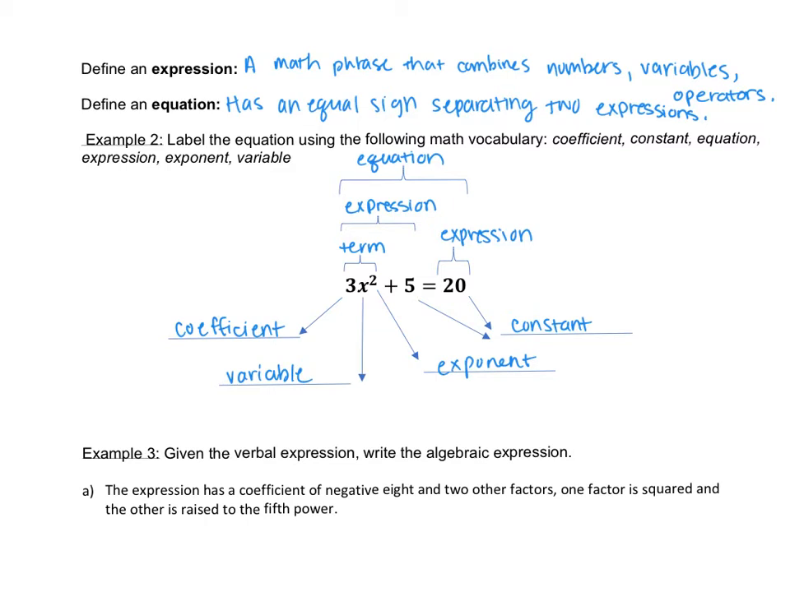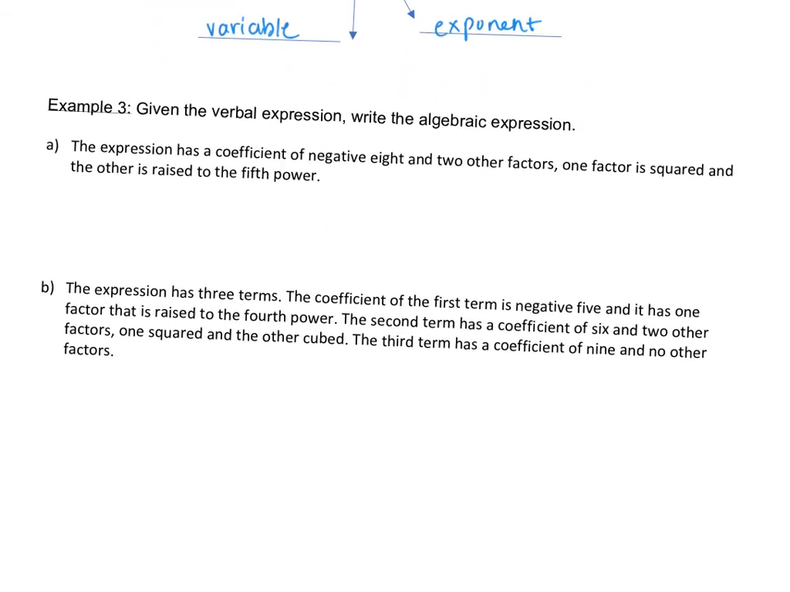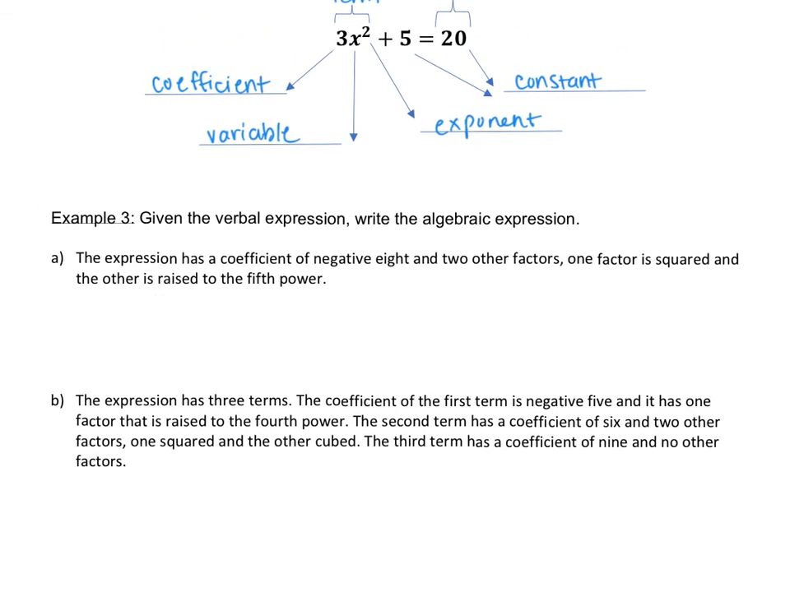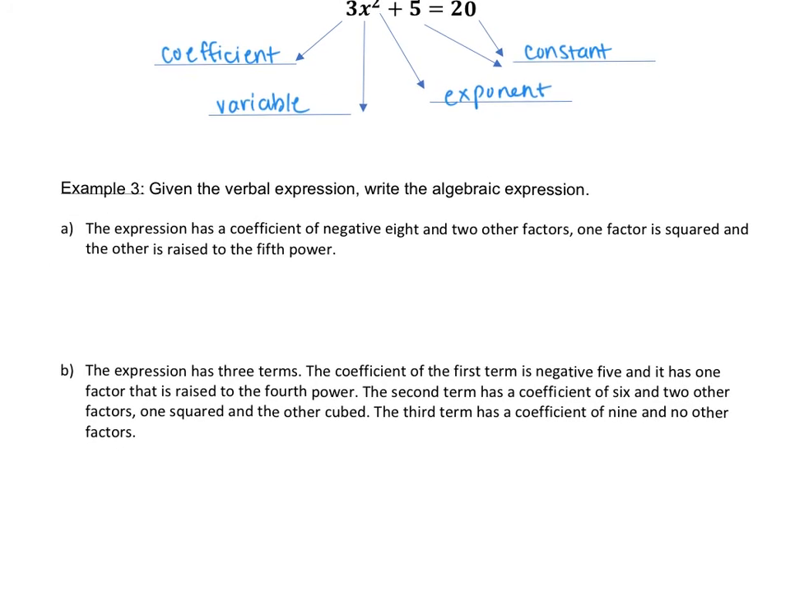So let's do some examples where we're translating these verbal expressions into algebraic expressions. So we're going to turn this into this. Let's get a closer look at these example problems. Alrighty. So the first problem says that the expression has a coefficient of -8 and two other factors. One factor is squared and the other is raised to the 5th power. Now, what I like to do is go back and highlight the key words like coefficient, variables, constants.